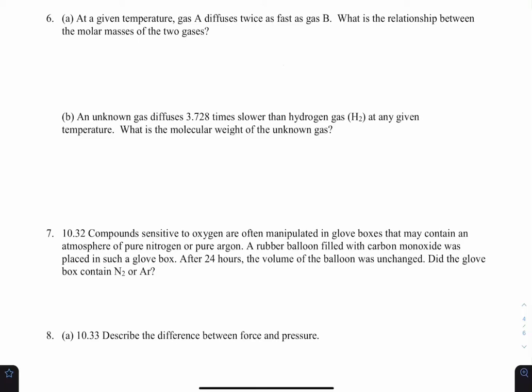I'm Austin and I'll be running through part 2 of problem set 17, Kinetic Molecular Theory. Okay, number 6, it says, at a given temperature, a gas A diffuses twice as fast as gas B. What is the relationship between the molar masses of the two gases?